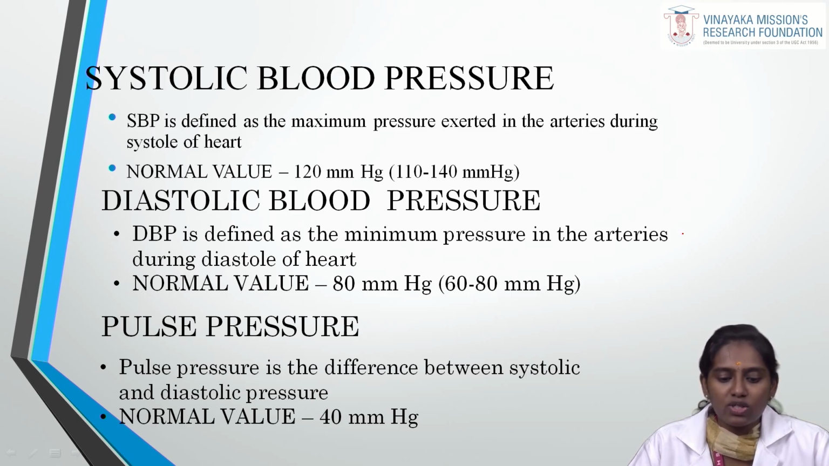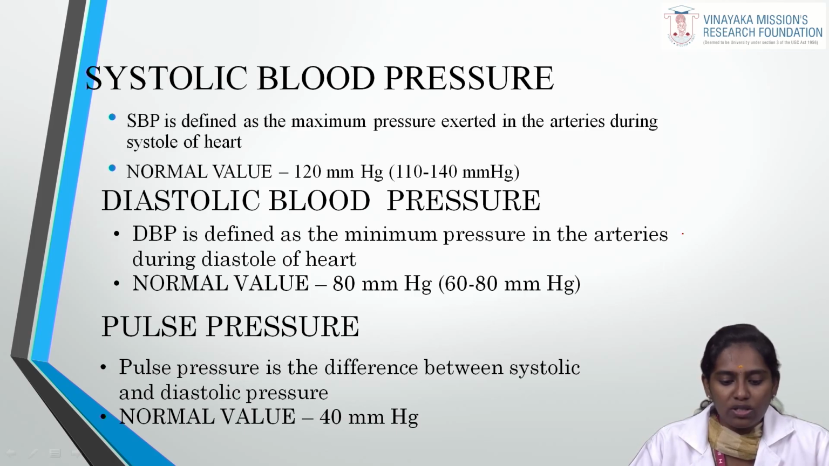Then we will come on to the diastolic blood pressure. After systole, you come on to diastole, which is the relaxation state, when the ventricle is relaxed. Diastolic blood pressure is defined as the minimum pressure exerted in the arteries during the diastole of the heart, that is, in the relaxation of the heart. The normal value is 80 mm of mercury.